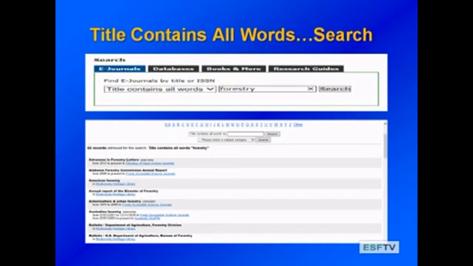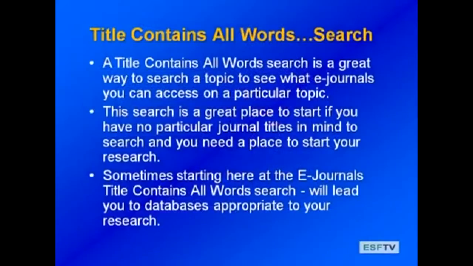So I really like title contains all words. You can put in any keyword, and it will suggest back to you not only the journals that we subscribe to, but also open access journals that we have links to. So again, title contains all words, a great way to get started on your research.